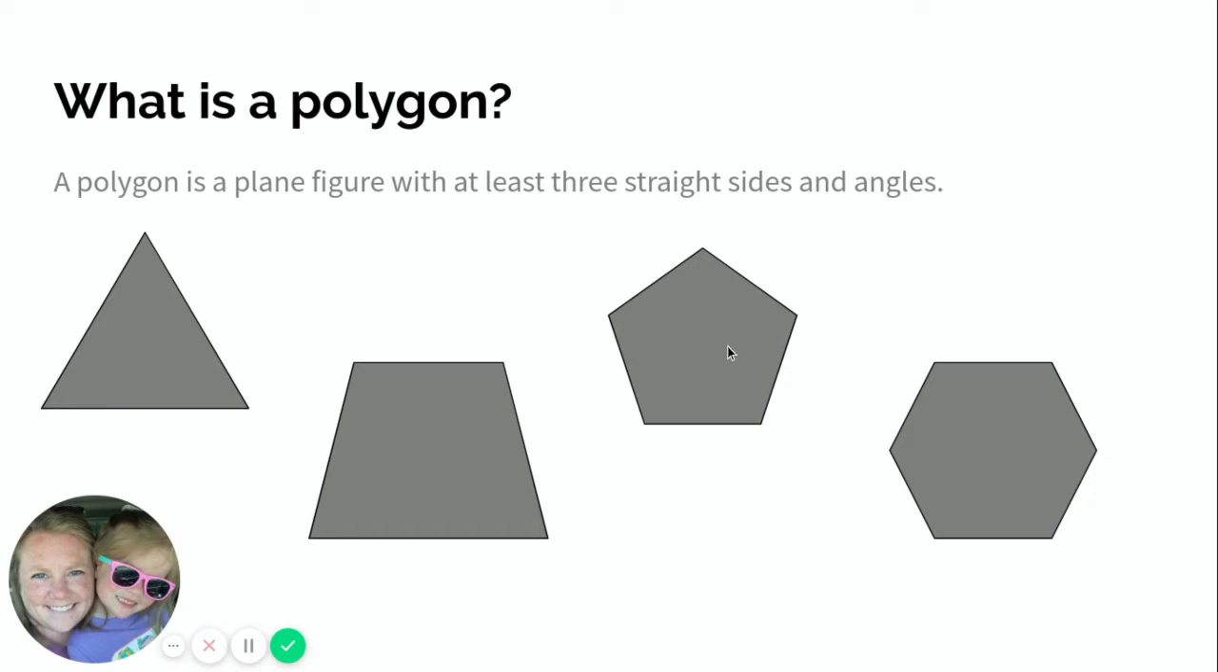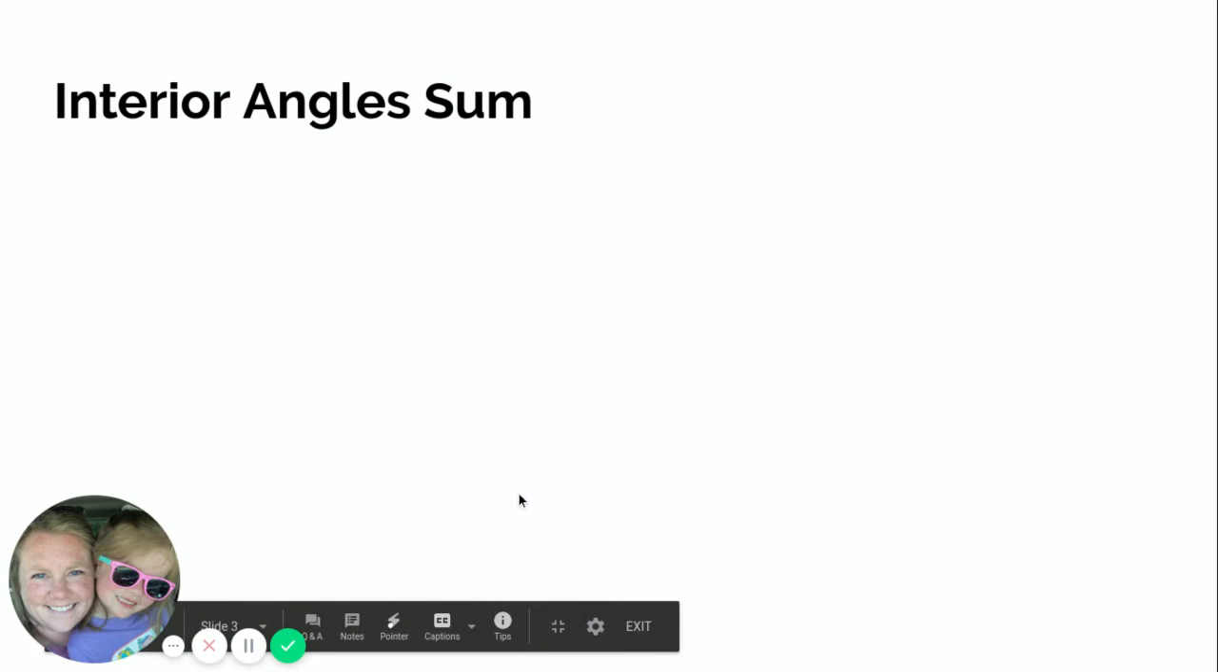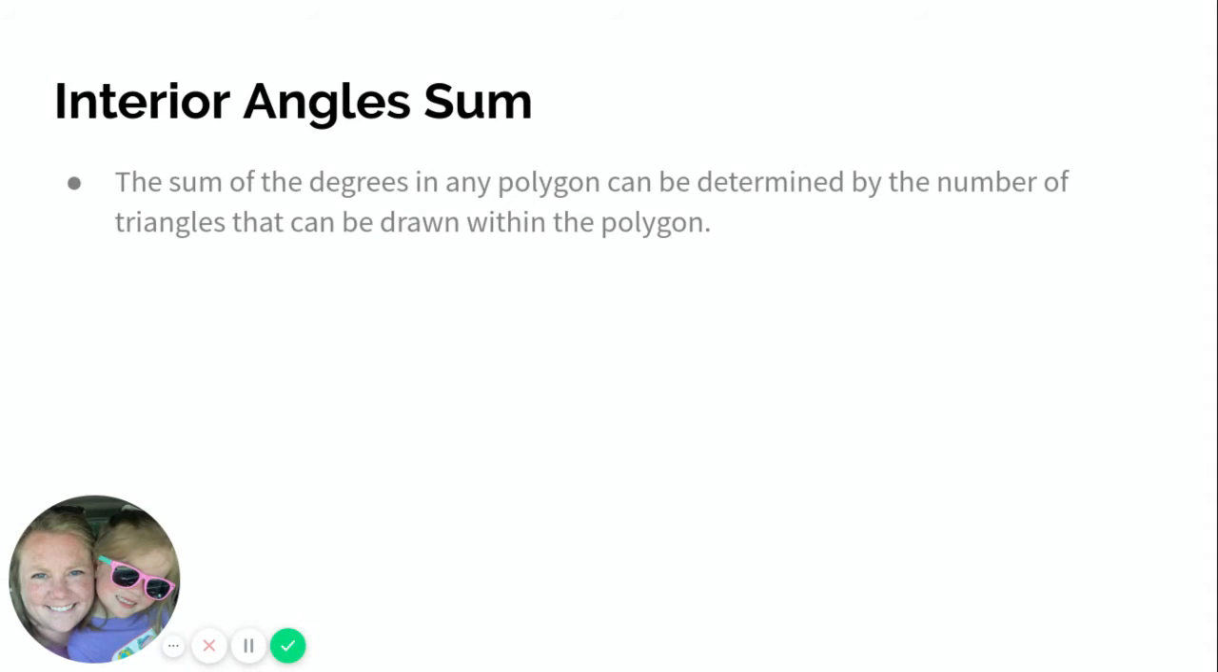There are pictures of just a couple of different polygons right here. What we're going to talk about mostly is the sum of the interior angles. The sum of the degrees in any polygon, so that just means you add all the angles on the inside, can be determined by the number of triangles that can be drawn within the polygon. I so wish we were at school so I could show you this more in depth, but this is something that I actually did not know until I started really digging deep into teaching this class.